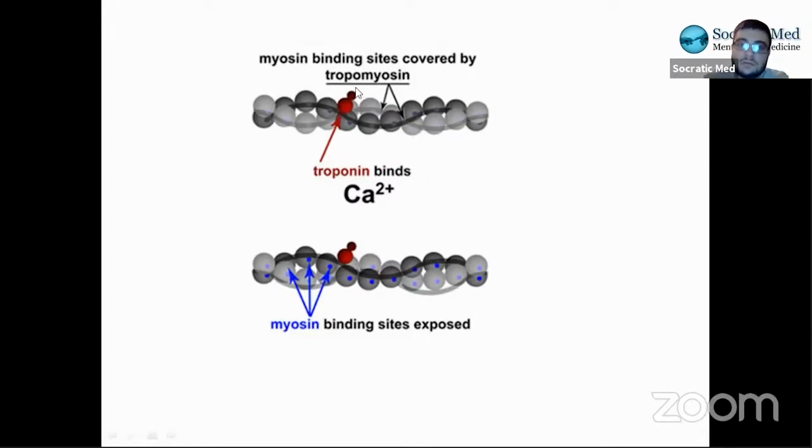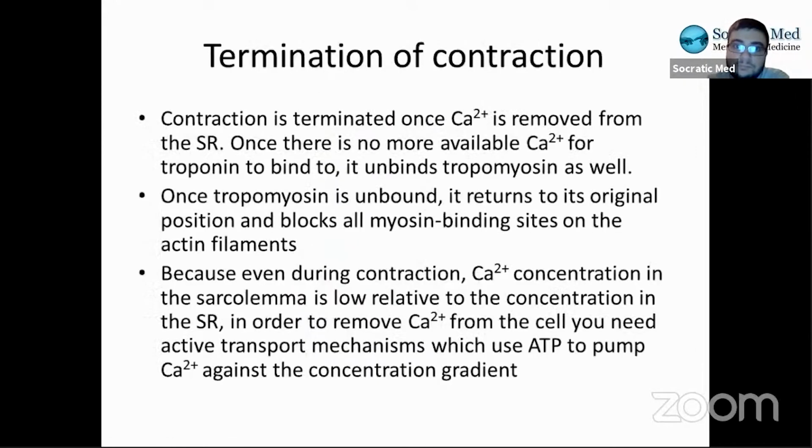However, when this little red thing, troponin, binds calcium, it slightly moves out of phase, and now these are all open. The tropomyosin is still there next to it, it's just not covering anymore. It just moved slightly, right? And now myosin can bind, and we can have the bridge going. And then when you want to terminate contraction, you just simply do the opposite.